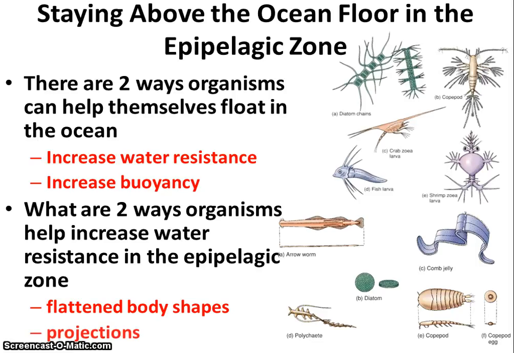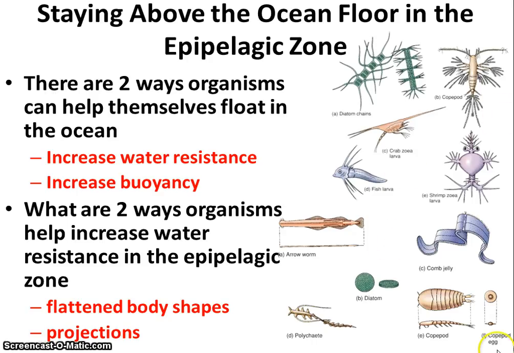The second is to have projections, and those projections are going to add drag to your body and allow you to necessarily sink slower as well. And a lot of these organisms with projections are going to also have a flattened body shape. You can see some copepods have a flattened body shape, other ones have projections, some have both, that sort of thing. So these are both ways that organisms increase their water resistance.